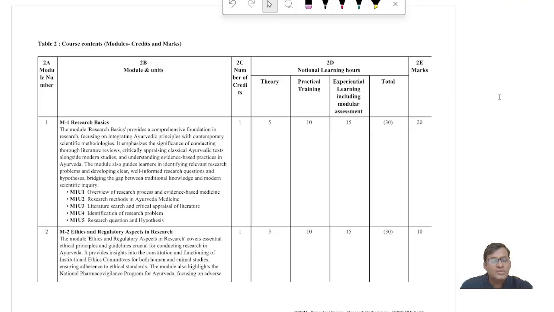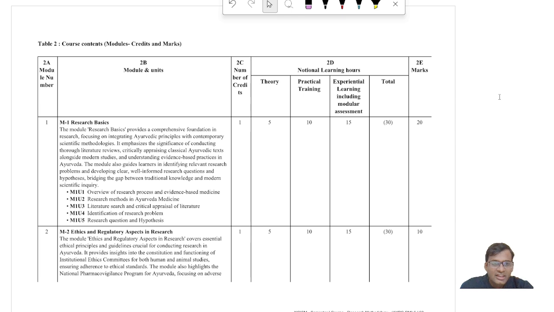Here I have to clarify one thing: what is the basic difference between curriculum and syllabus? Initially we heard of the syllabus of a particular subject, that is, what is the syllabus for research methodology, the syllabus of biostatistics, the syllabus of a particular subject. But here the NCISM is using the term curriculum. So what is the basic difference between curriculum and syllabus?